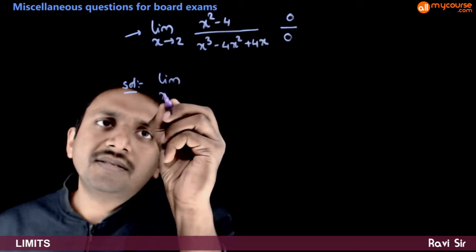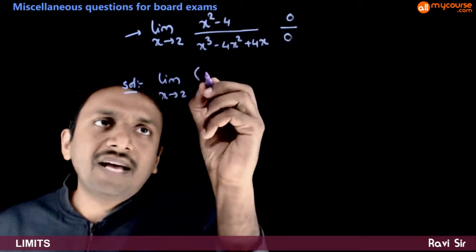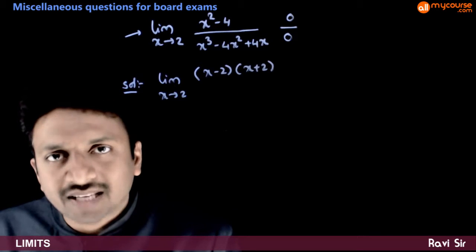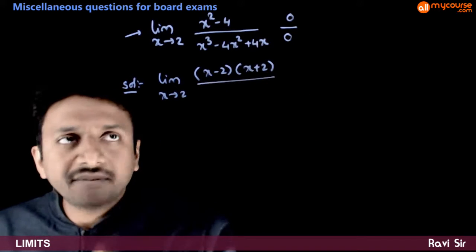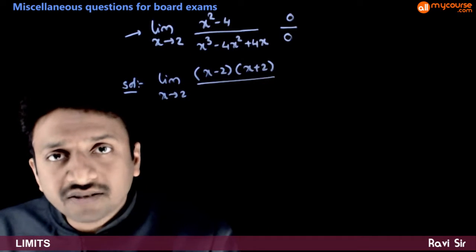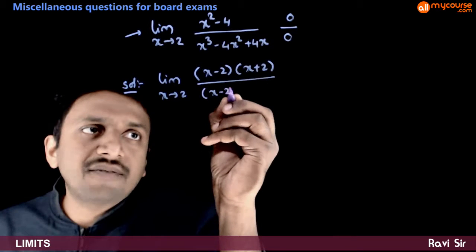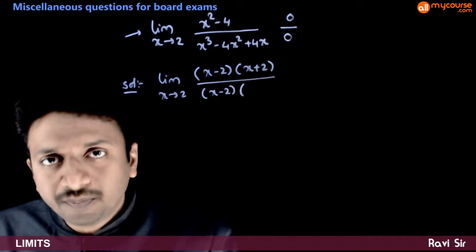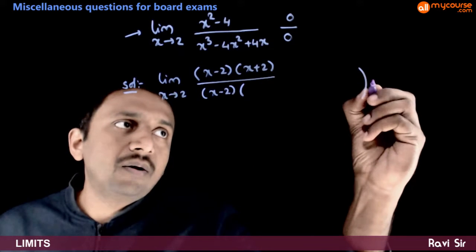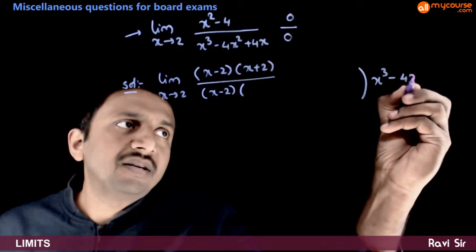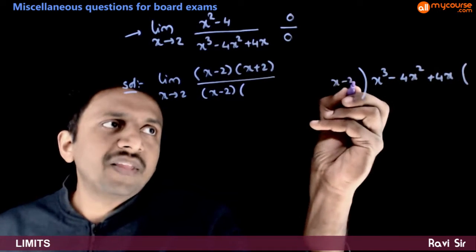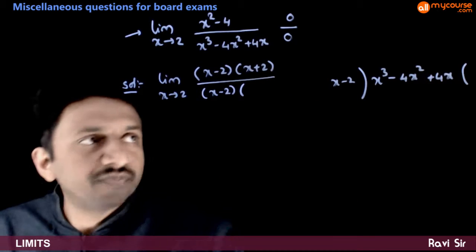So what we can do is, we can factorize x square minus 4 as (x minus 2) into (x plus 2). And if you put 2 in the denominator, you're getting 0 as the answer. So x minus 2 is a factor of the denominator also. And what is the quotient which is remaining? That can be found out by dividing x cube minus 4x square plus 4x by x minus 2.